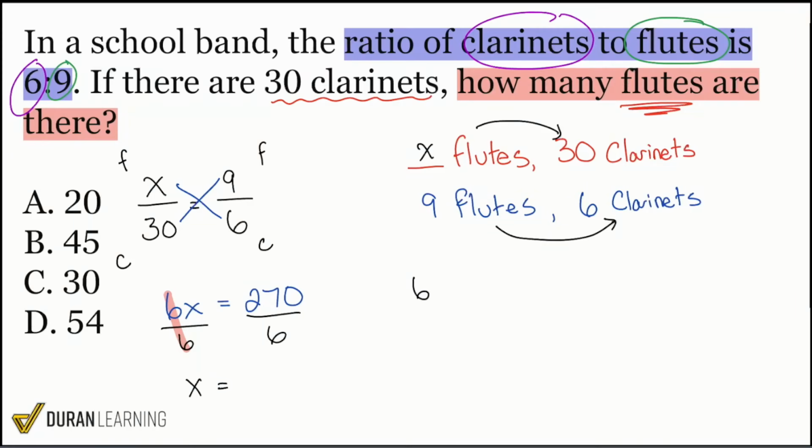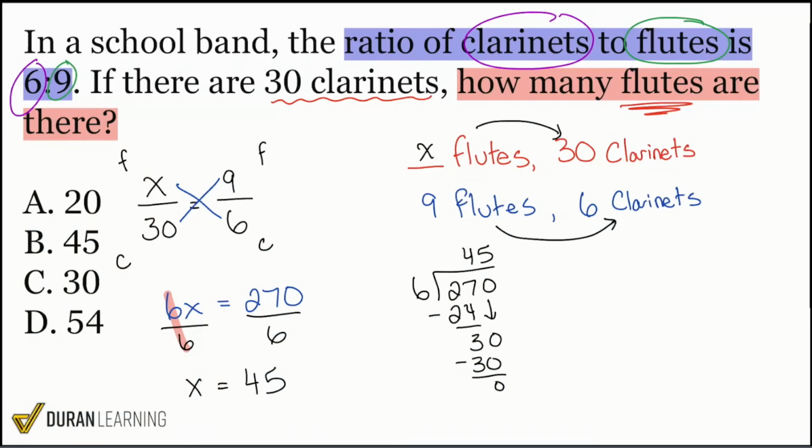And so once we do that, 6 going into 270. 6 goes into 27 4 times. Subtract 24 to get 3 left over. Then we drop that 0 and we do 6 into 30. And that's going to be 5. So boom, there we are. Our final answer here is going to be 45.